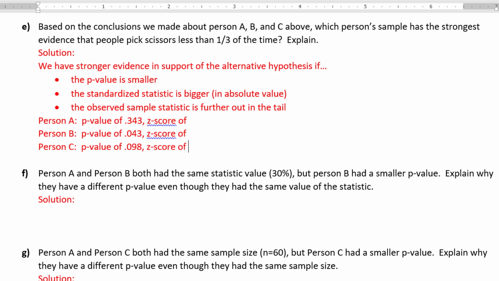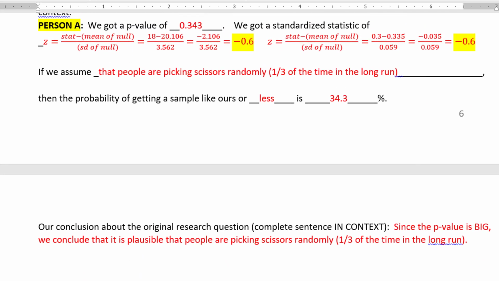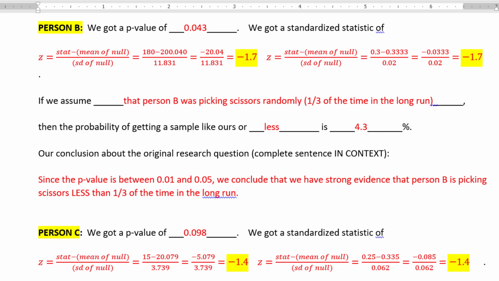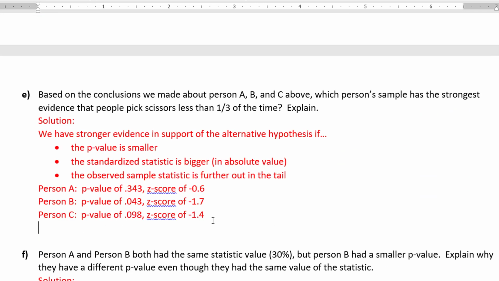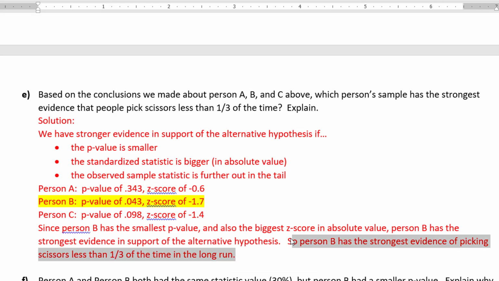Similarly, for person A, B, and C, we could consider their standardized statistic, their z-score. Person A had a z-score of negative 0.6. Person B had a z-score of negative 1.7, and person C had a z-score of negative 1.4. So now we can see that person B has the smallest p-value. Person B also has the biggest z-score in absolute value. So that means person B has the strongest evidence in support of the alternative hypothesis. So person B has the strongest evidence of picking scissors less than a third of the time in the long run.